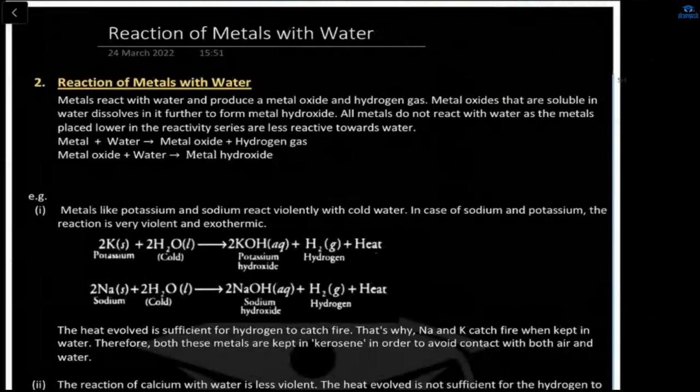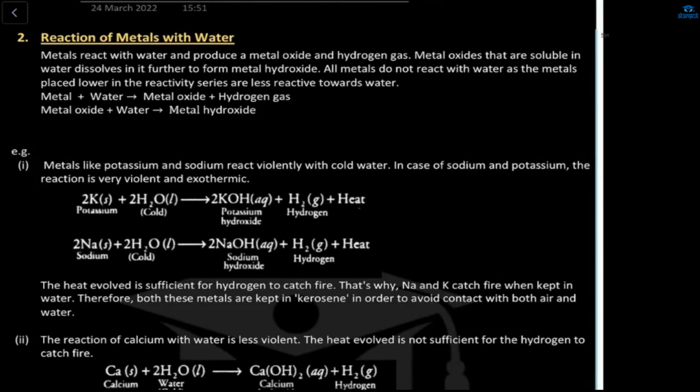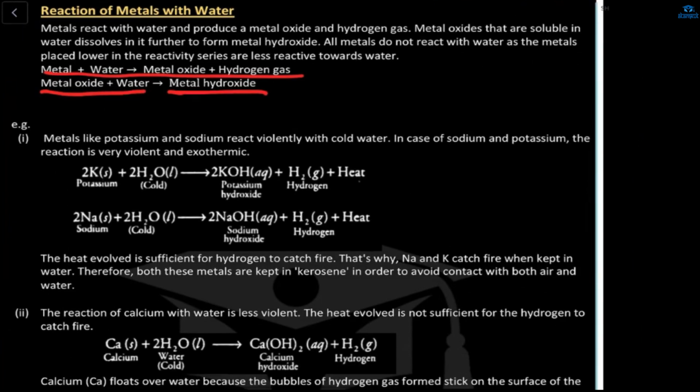Next is the reaction of metal with water. Just now we discussed what happens when metal reacts with water. Here also, metal plus water gives metal oxide and hydrogen gas, and metal oxide plus water gives metal hydroxide. For potassium, it takes cold water. Why does potassium take cold water?